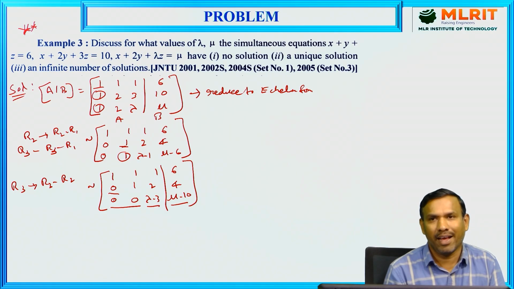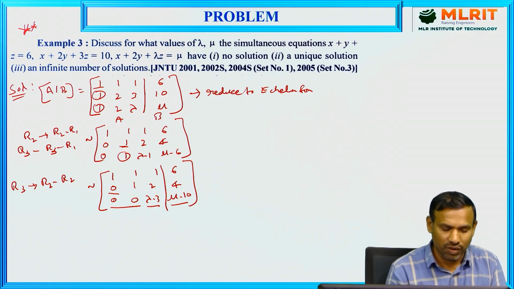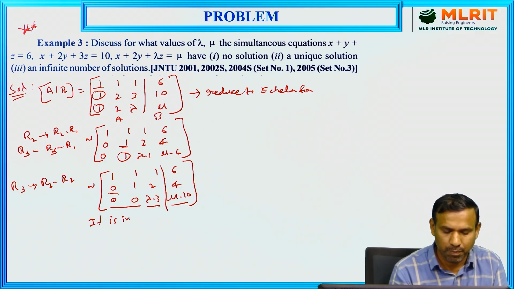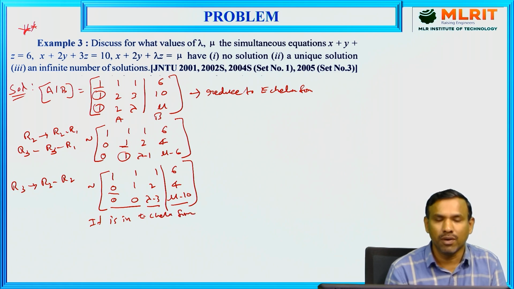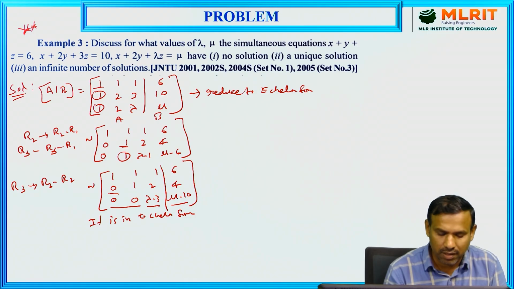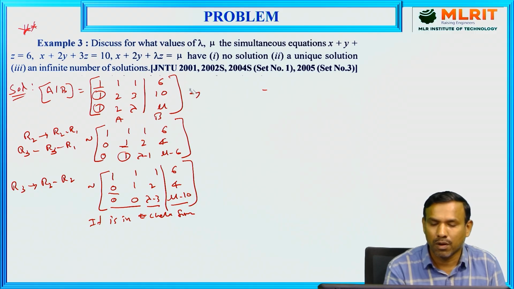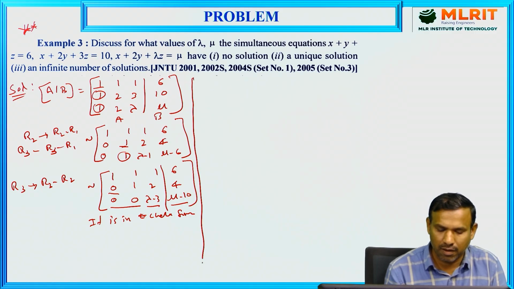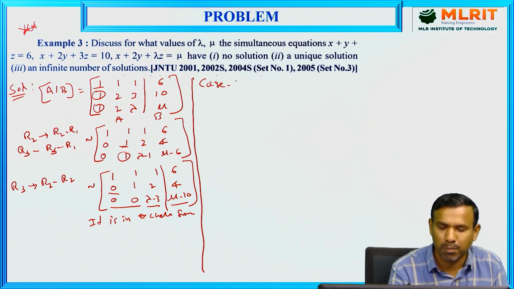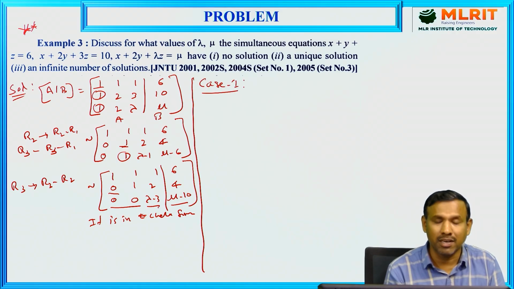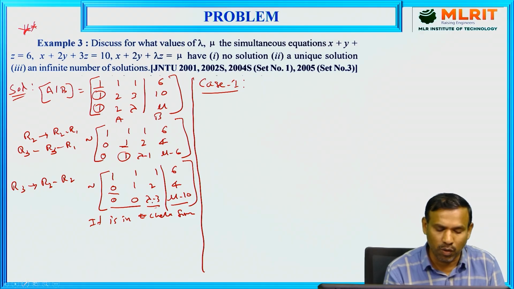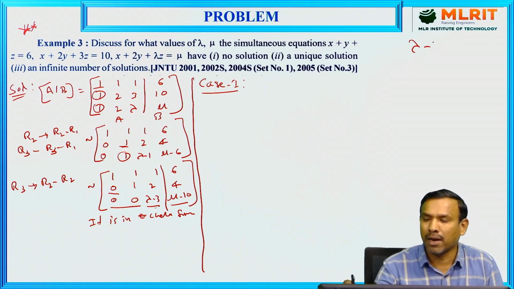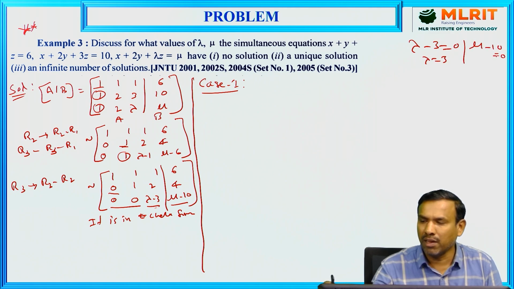What type of solution exists? We discussed that clearly. First of all, you should write that it is in echelon form. So if it is in echelon form, what could be the rank for different values of lambda and mu? Now first let us discuss the first case. Here I am writing case 1. Let us first make these two values 0. When lambda minus 3 becomes 0, that means lambda is equal to 3. Next, mu minus 10 is equal to 0 means mu is equal to 10.